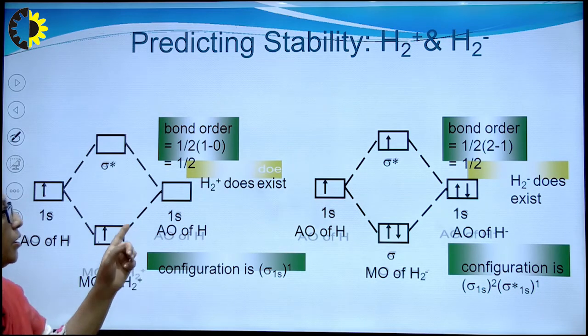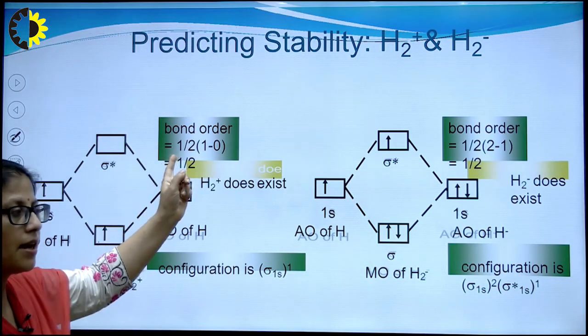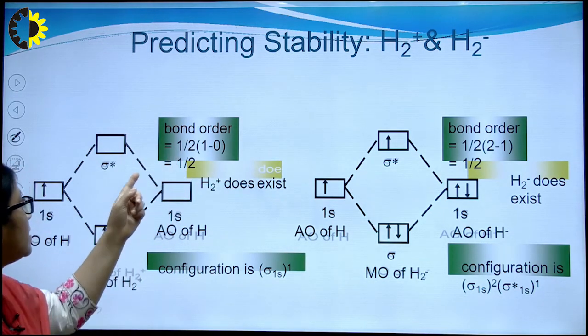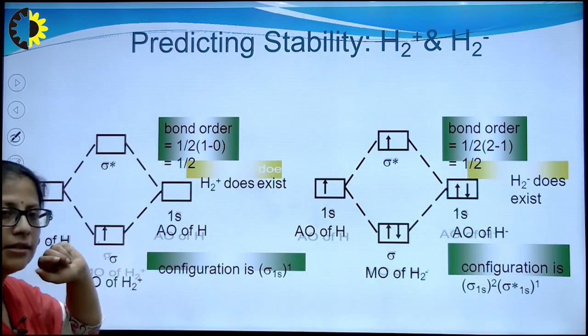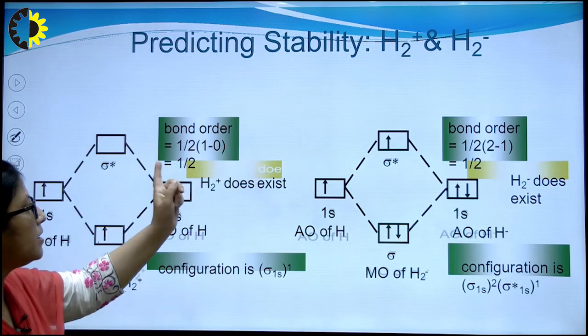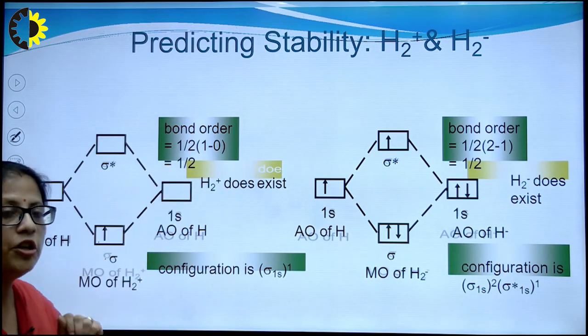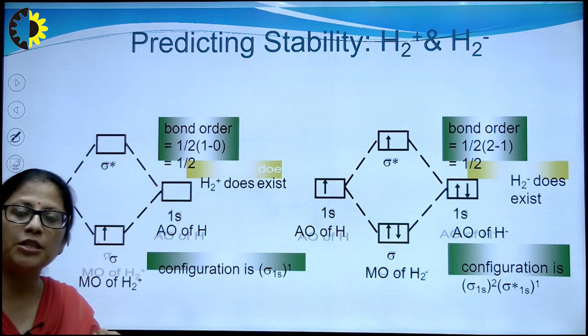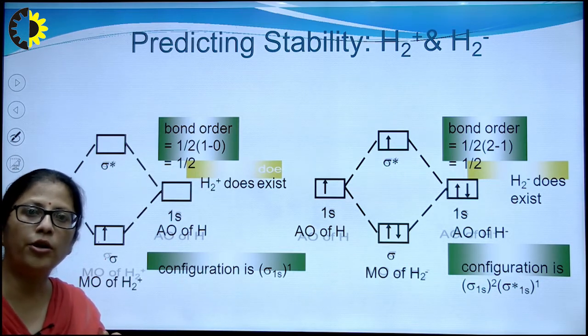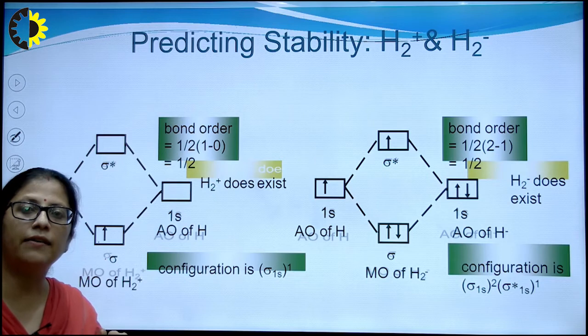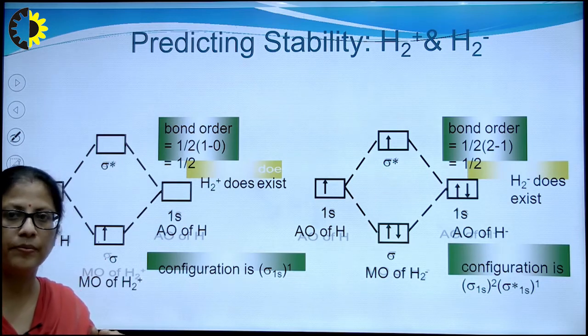Now, here the bond order is calculated as half of 1 minus 0. There is 1 electron in the bonding, whereas the anti-bonding is empty. So, half of 1 minus 0 is equal to half, which shows that the H2 plus molecule shows its existence, because the bond order of H2 plus is greater than 0.